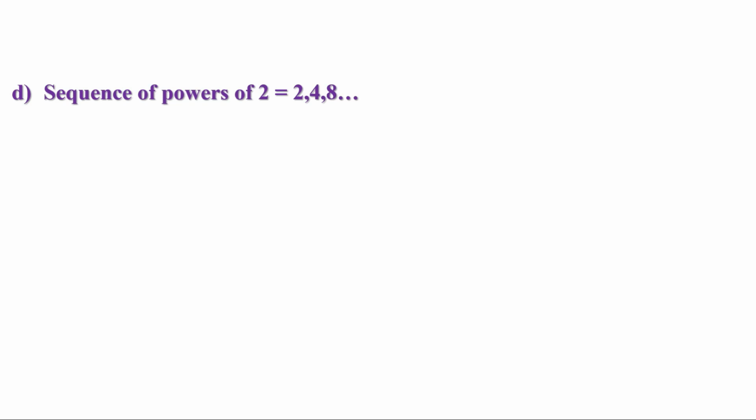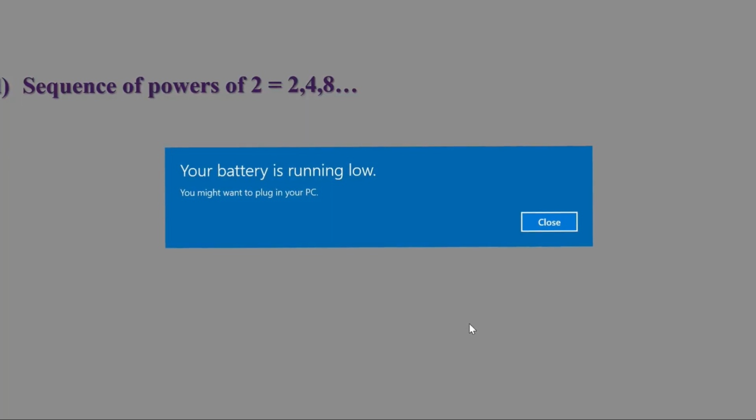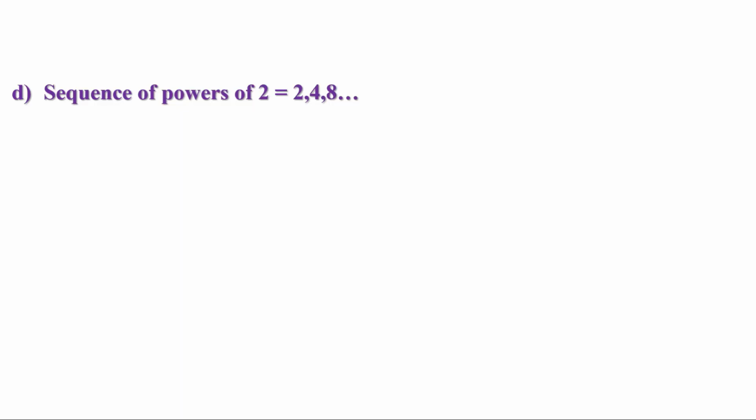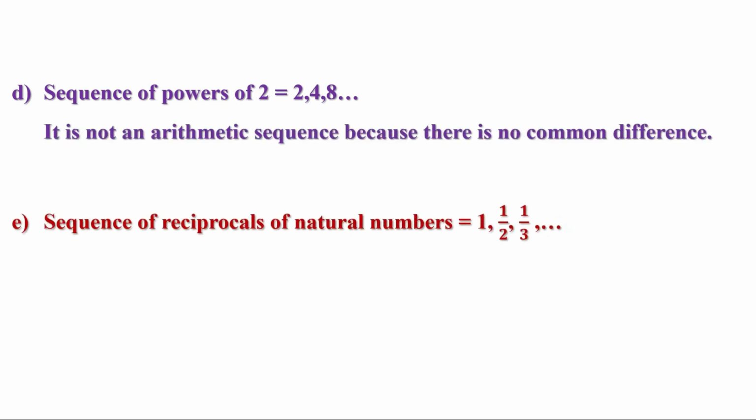What is the reciprocal of 2? 1 by 2. What is the reciprocal of 3? 1 by 3. So the sequence of reciprocals of natural numbers is 1, 1 by 2, 1 by 3, etc. Is it an arithmetic sequence? Let us check. When you subtract half from 1, we get 1 by 2. Again, if you subtract half we will get 0. But 0 is not there. It is 1 by 3. That means minus half is not the common difference of the sequence. So it is not an arithmetic sequence.